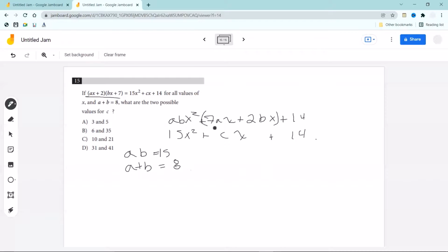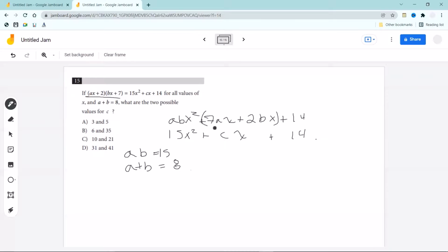Right? And so now we have a system where we can solve for what a and b could be. A and b could be individual numbers, or they could be mixed up, right? So there actually will end up being two different combinations at the end here. But let's solve the system.